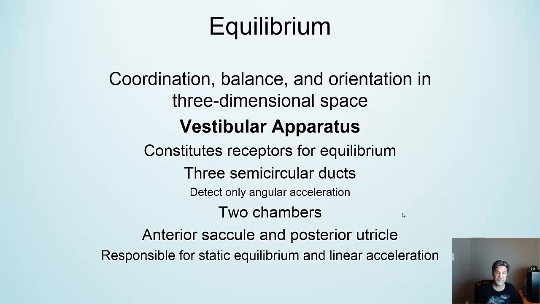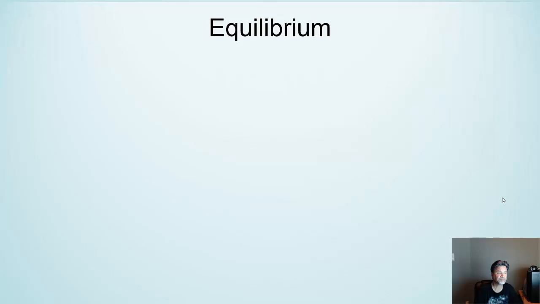So what is the difference between these two sets of receptors? The three semicircular ducts are primarily there for angular acceleration. That means turning a corner in a car, or if you're a gymnast, when you're flipping and so forth. So, rotational acceleration of the head. Whereas the saccule and utricle are responsible for linear acceleration.